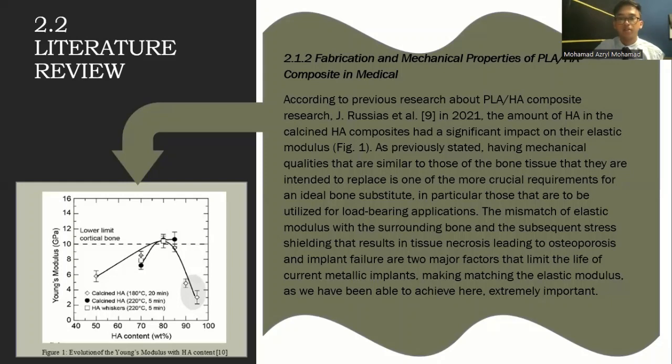And figure 1, as previously tested, having mechanical qualities that are similar to those of the bone tissue they are intended to replace is one of the more crucial requirements for an ideal bone substitute, in particular those that are to be utilized for load-bearing applications. The mismatch of elastic modulus with surrounding bone and the subsequent stress shielding that results in tissue necrosis, leading to osteoporosis and implant failure, are two major factors that limit the life of current metallic implants, making matching the elastic modulus, as has been achieved here, extremely important.